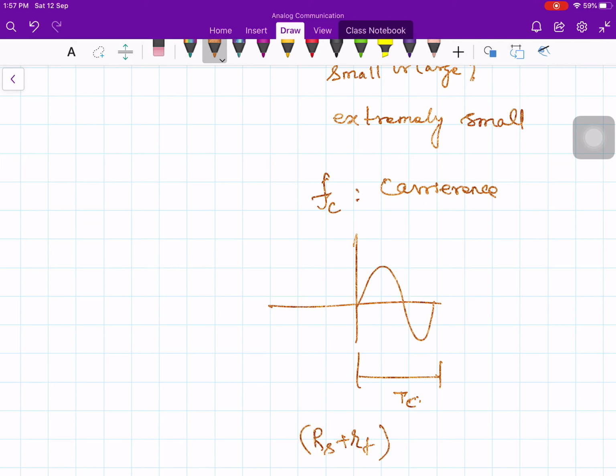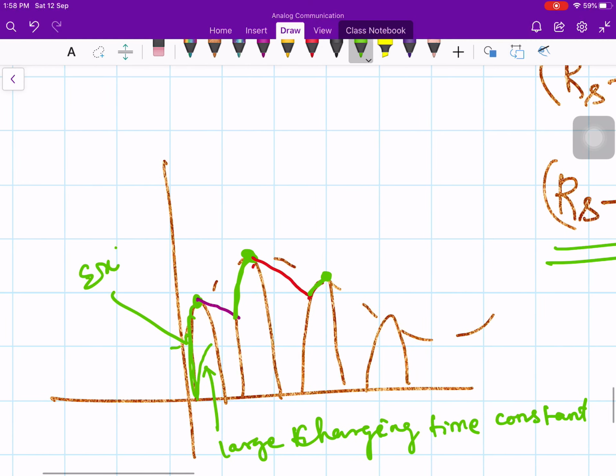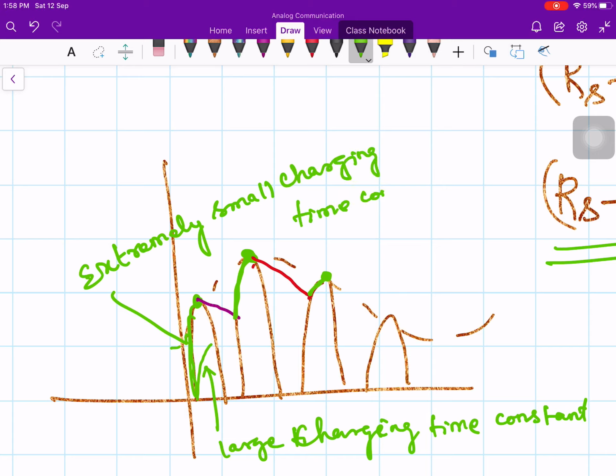Otherwise, if it has a large time constant, then what will happen? It will not charge like this, it will charge like this. So that's a problem. It is a large charging time constant. There will be some lag. And this portion is a small, extremely small time, small charging time constant.